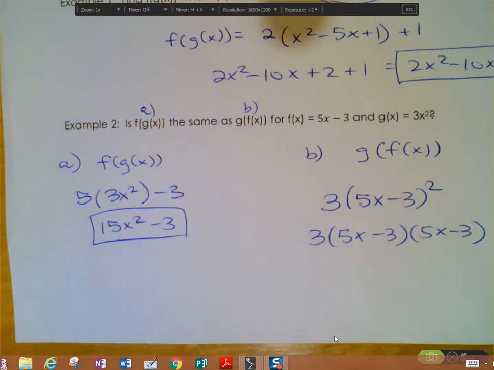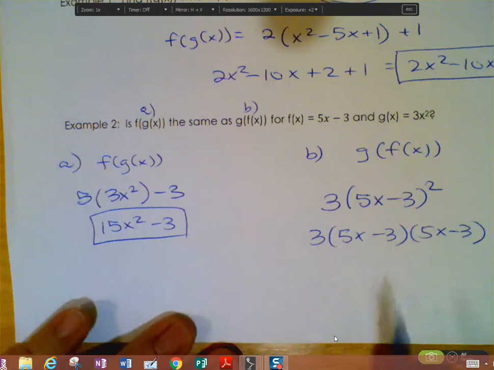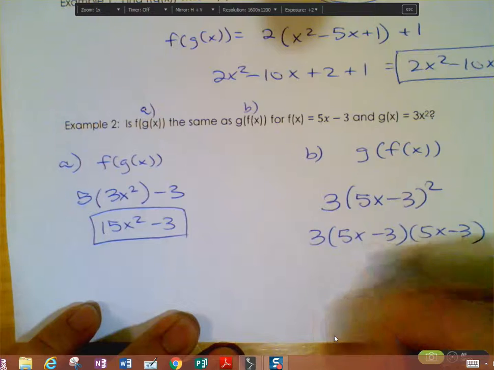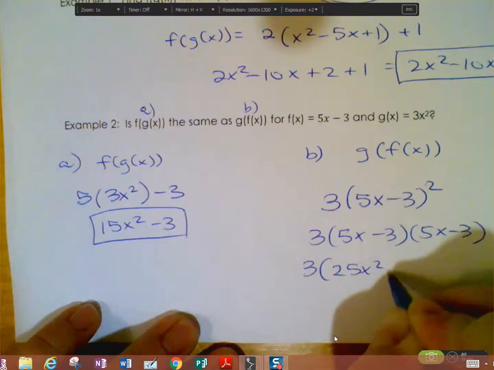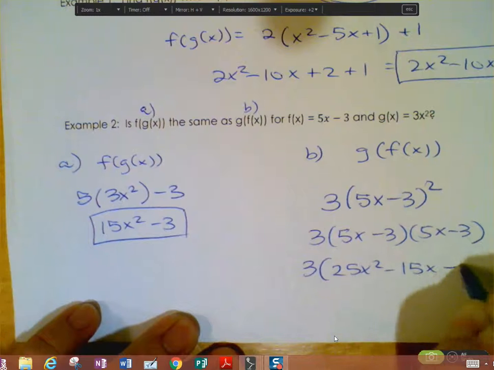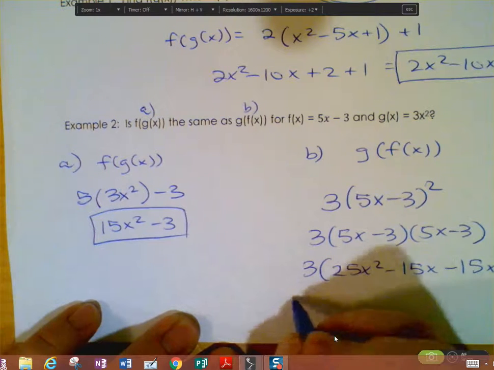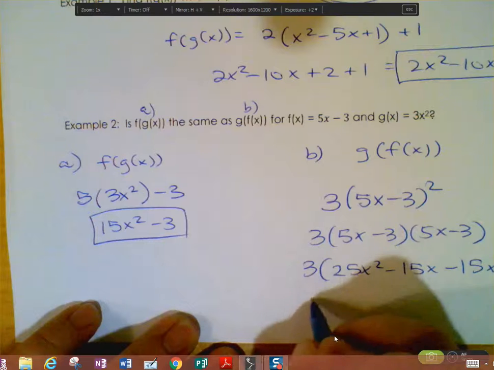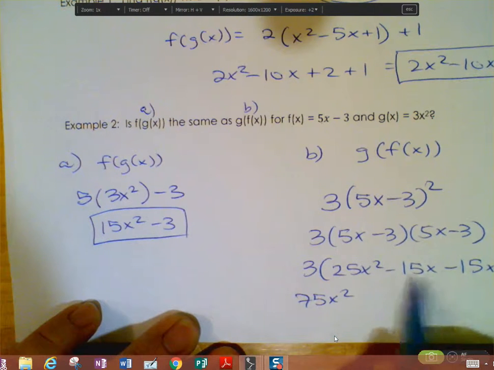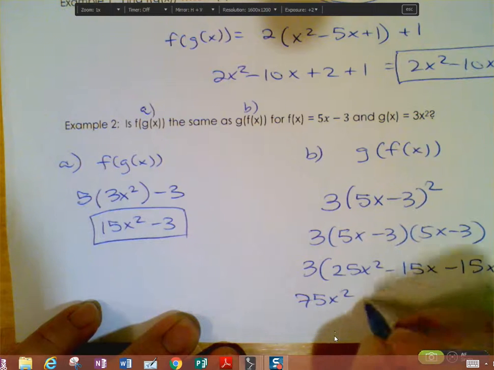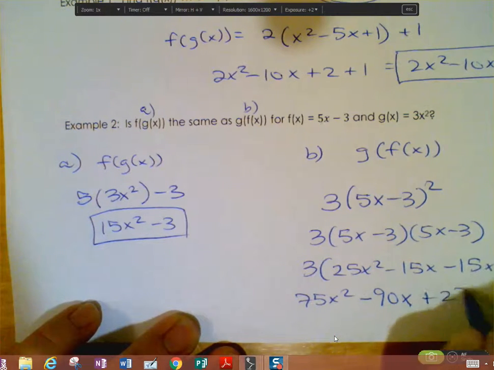And again, we haven't really done this, but I will finish this problem off. You probably remember it from Algebra 1. So I'm going to do this part first. I have 3 times 25x squared minus 15x minus 15x plus 9. And then I have to distribute the 3 to everybody. So 75x squared, minus 90x, plus 27.